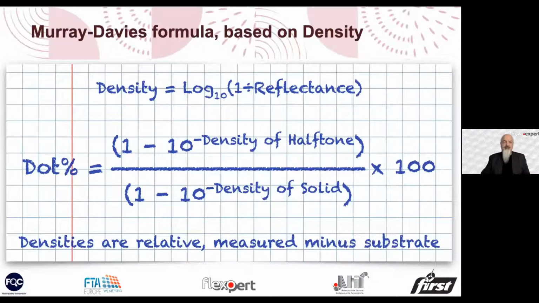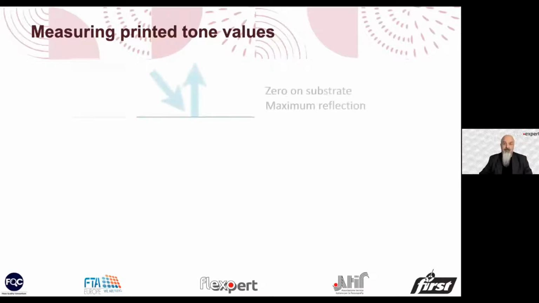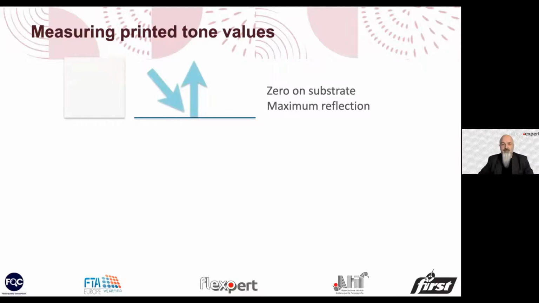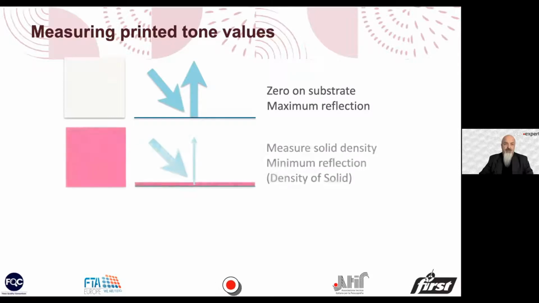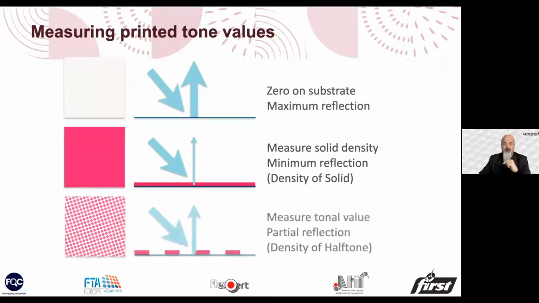When we measure dot percentage on a halftone, we use a densitometer that requires three measurements. The first value that we measure is the maximum reflection of light given by the substrate. Then we measure the minimal reflection provided by the solid ink on that substrate. And finally, we measure the partial reflection provided by the halftone that we need to control.